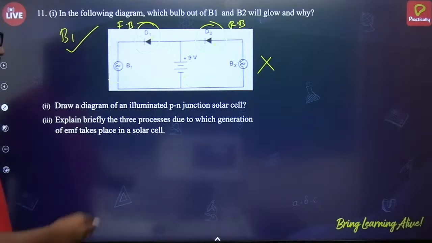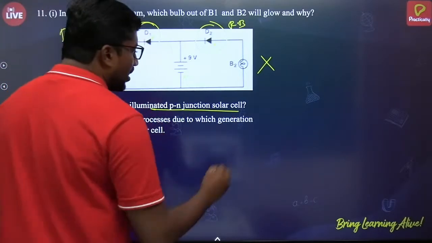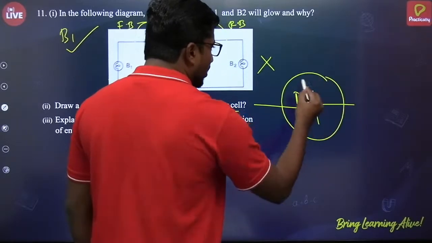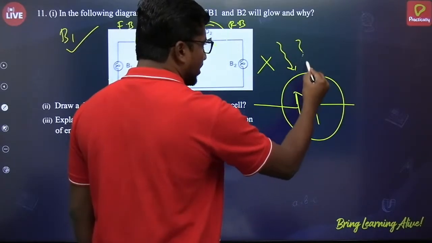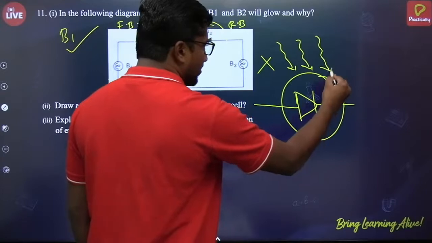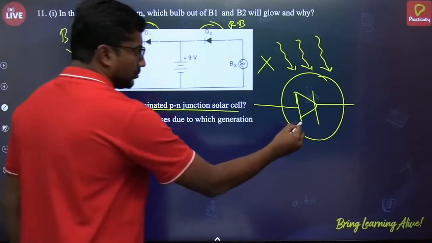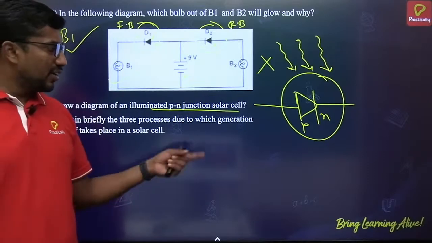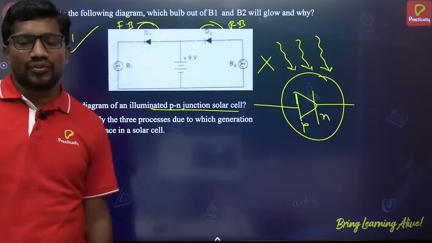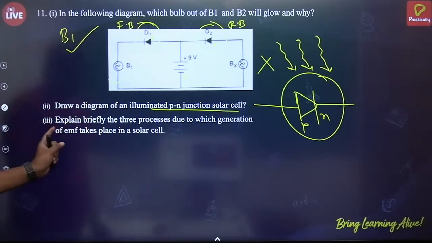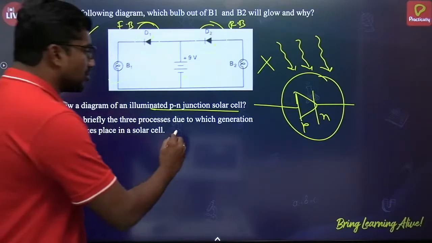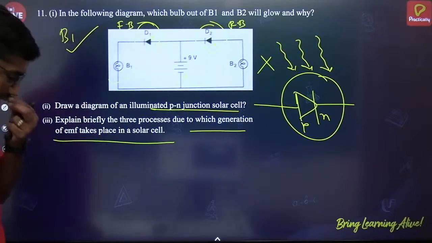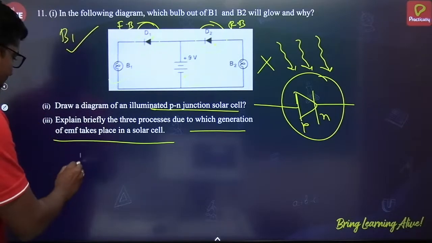Draw a diagram of an illuminated PN junction diode of a solar cell. So this is the illuminated PN junction diode of a solar cell. You can mention it like this. This is the diagram here. So that it will convert solar energy into useful electrical energy. Next: explain briefly the three processes due to which generation of EMF takes place in a solar cell. So here, process number 1.